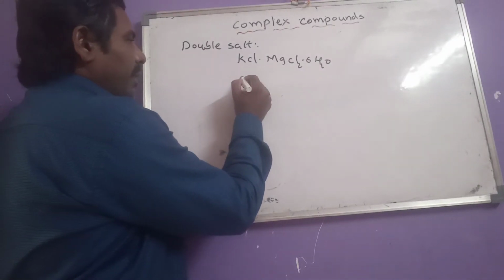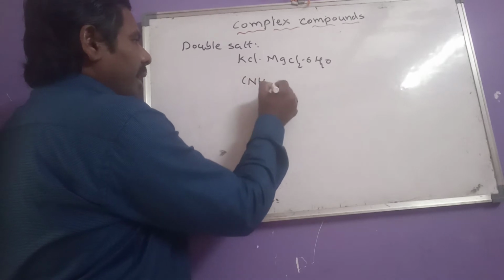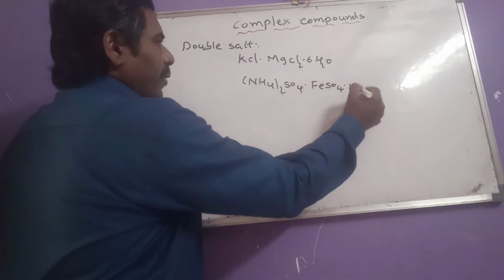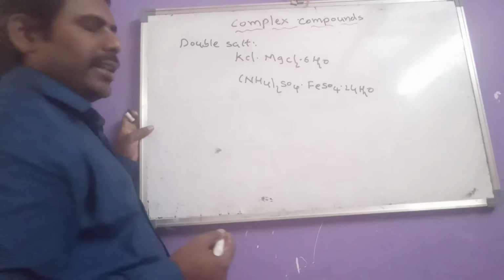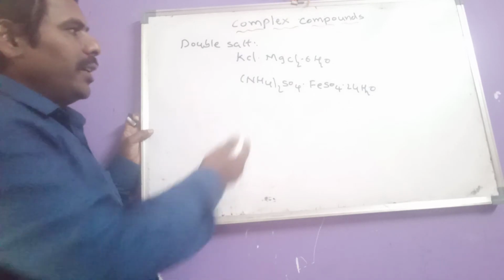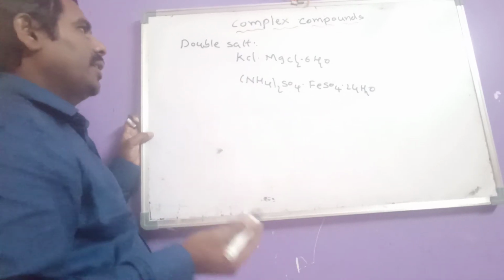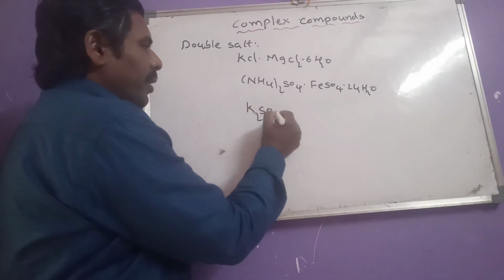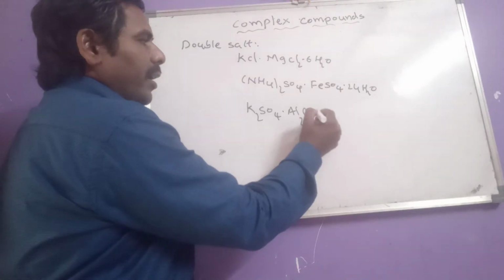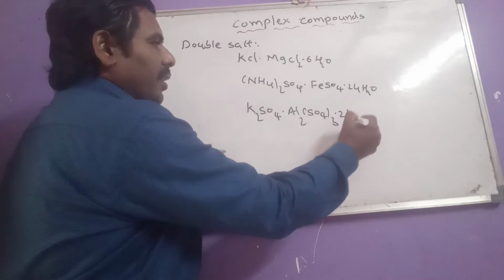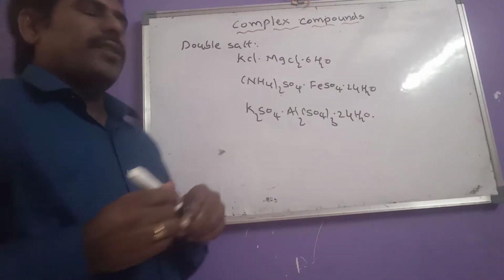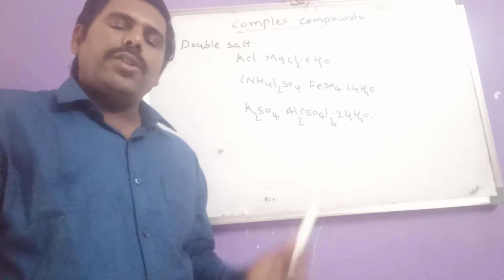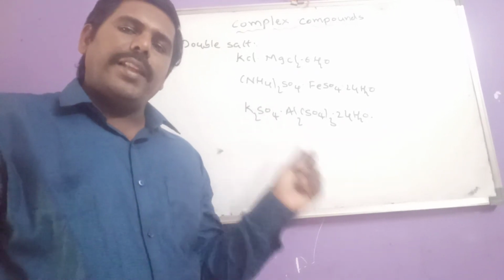Another one, Mohr's salt. What is its formula here? (NH4)2SO4.FeSO4.24H2O. It is another example of a double salt. Name of this one is Mohr's salt. And another one, potash alum. What is the formula of potash alum? K2SO4.Al2(SO4)3.24H2O. So these are some examples of double salts. So they give positive test for all ions present in them.